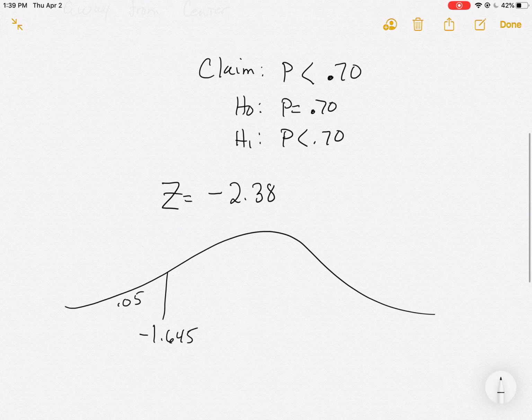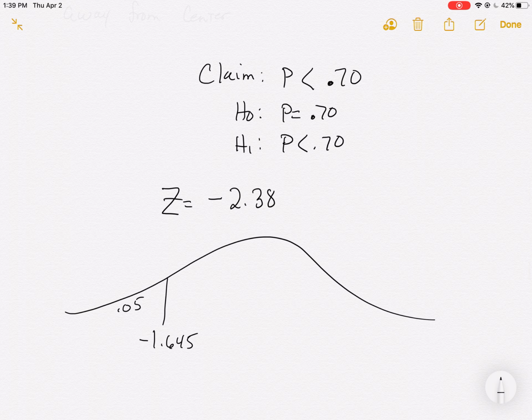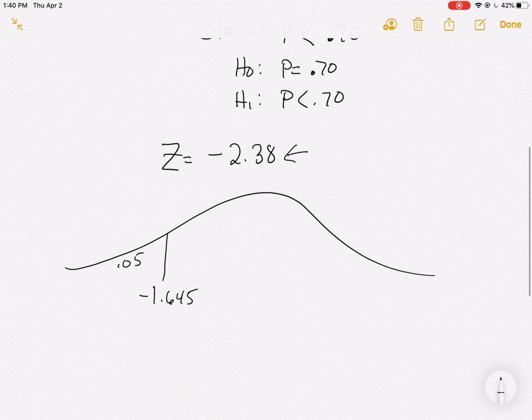So where is our value? Whatever the sample value was, it was 2.38 standard deviations below. Well, you're going to reject the null hypothesis if this is more than 1.645 below. So the question is, is this value in the tail? Right? So there's a tail that's created. And is that value in the tail?